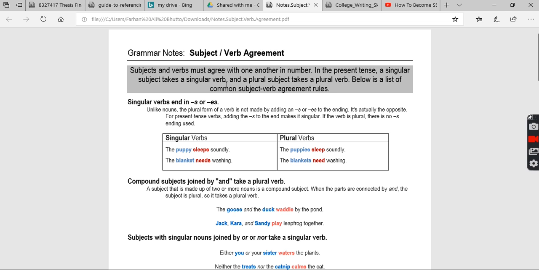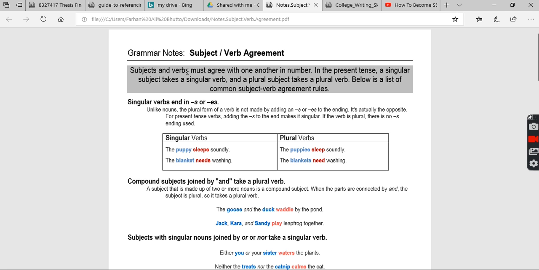Now, subjects and verbs must agree with one another in number. So keep in mind, if the subject is singular, the verb has to be singular. And if the subject is plural, the verb has to be plural. So when I say subjects and verbs must agree with one another in number, you need to know what I mean by verbs.